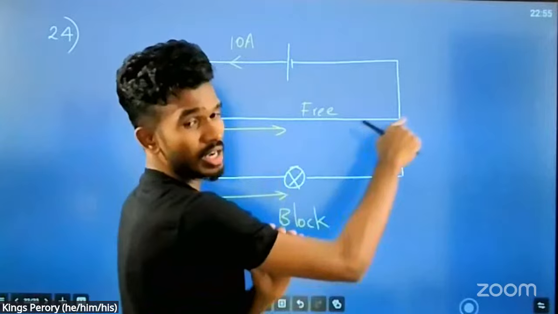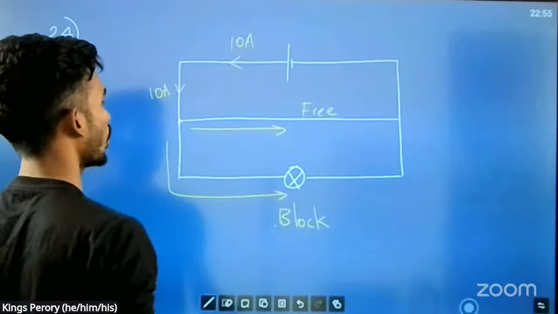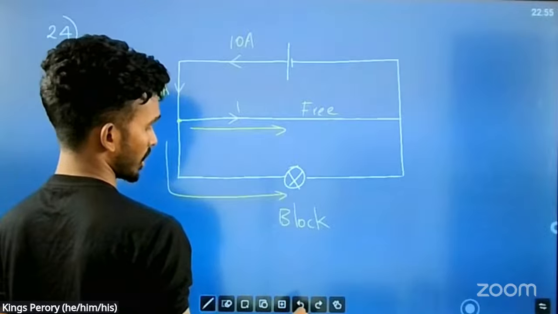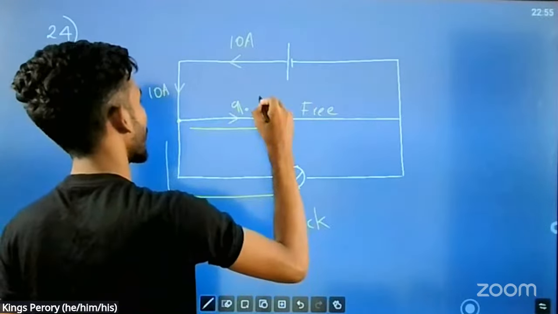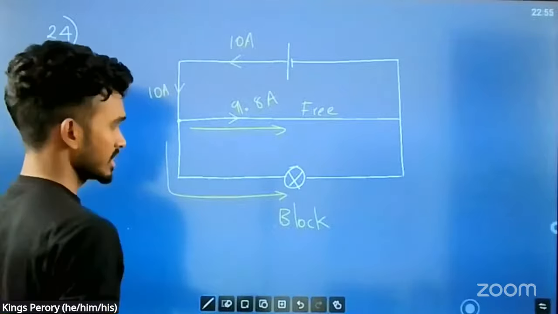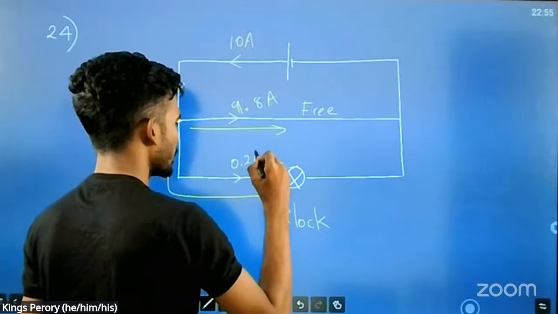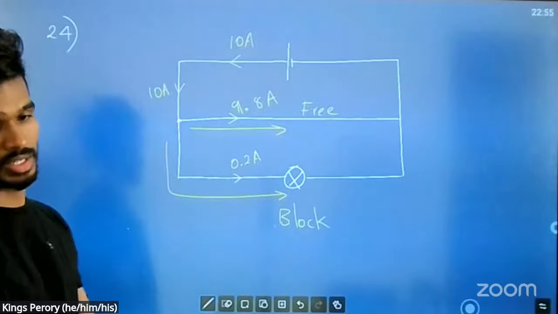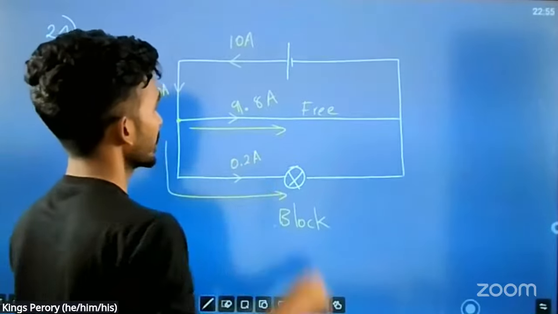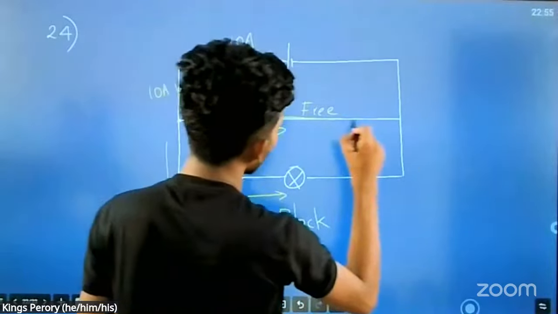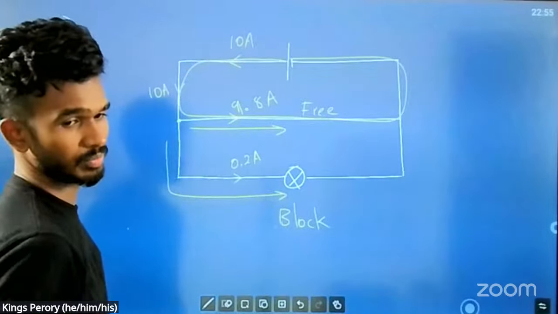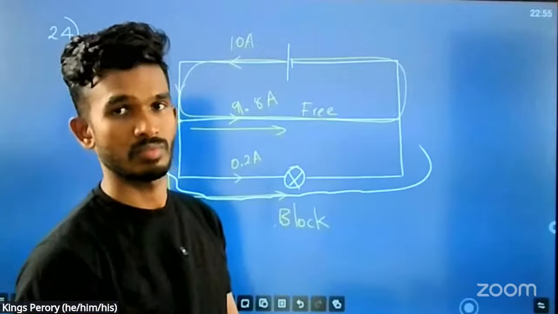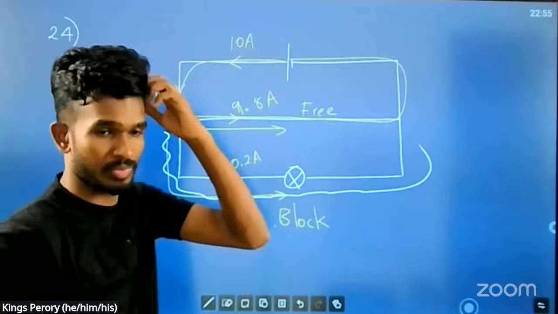Most of the current will go through the free route. I won't say all the 10 amperes will go through the free route, but most of the current, maybe 9.8 amperes, will take the free route. Only about 0.2 amperes goes in the blocked route. This is a short circuit. So when you short circuit a circuit, most of the current will go through that short circuited route. Only a minute current will go through the other route.